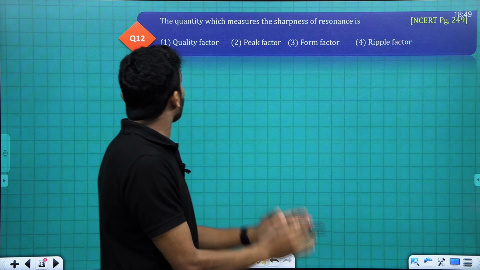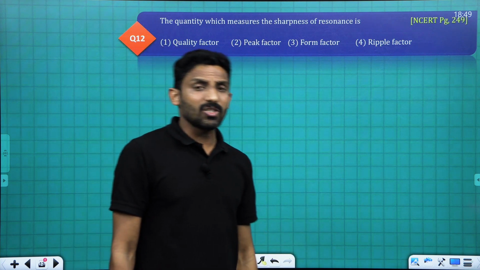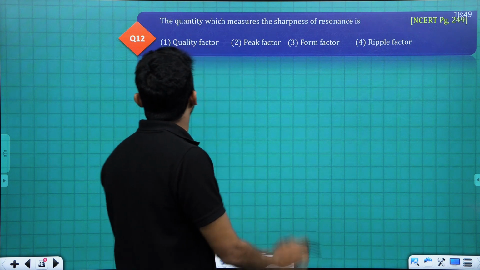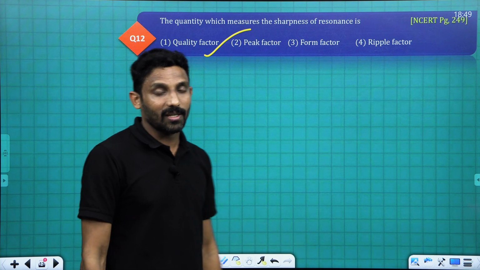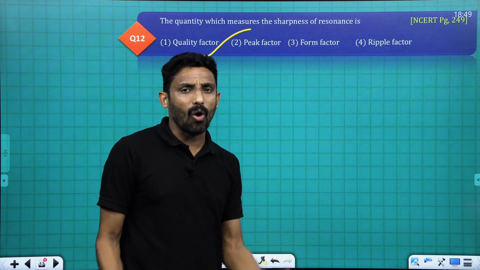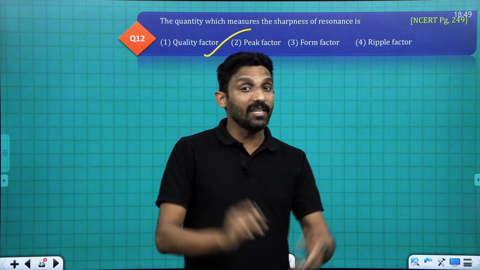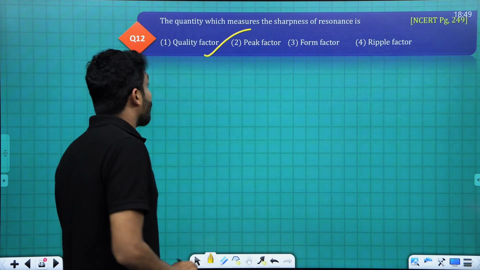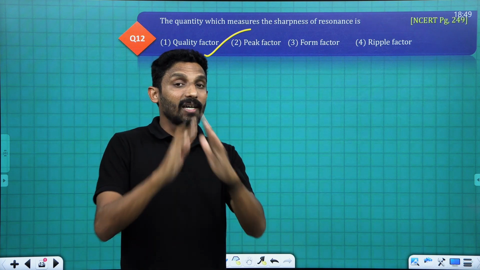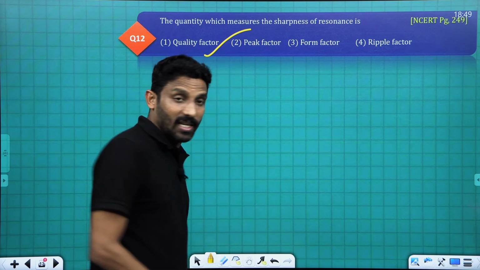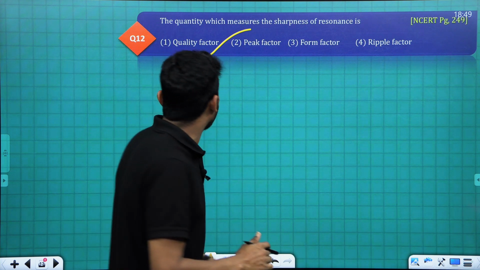The next one, 12th. The quantity which measures the sharpness of resonance is? The sharpness of the resonance is measured by the quality factor. If the quality factor is greater, then the resonance curve will be sharper, which means the bandwidth is lesser. That's it, quality factor.